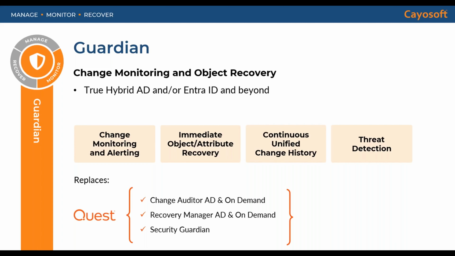If we look at immediate object attribute recovery, one of the things I'll mention is there are no backup files to mount, right? So we can go in and look at the changes in real time, and with one click, we can roll back these settings if they're unwanted or if someone made a mistake in our environment.